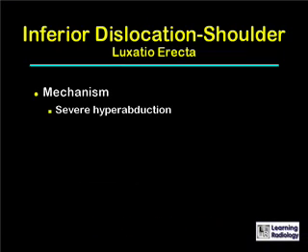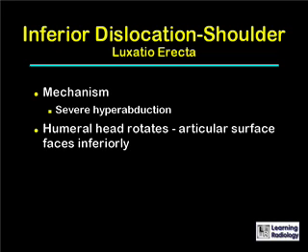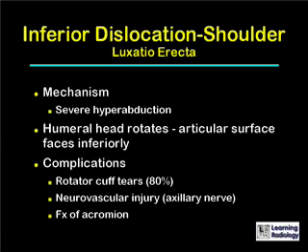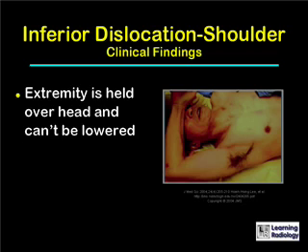A rare cause of dislocation of the shoulder is an inferior dislocation. The mechanism is severe hyperabduction. The humeral head rotates so that the articular surface faces inferiorly. There are complications that are associated with this type of dislocation, including tears to the rotator cuff, neurovascular injuries, including injuries to the axillary nerve, and fractures of the acromion.